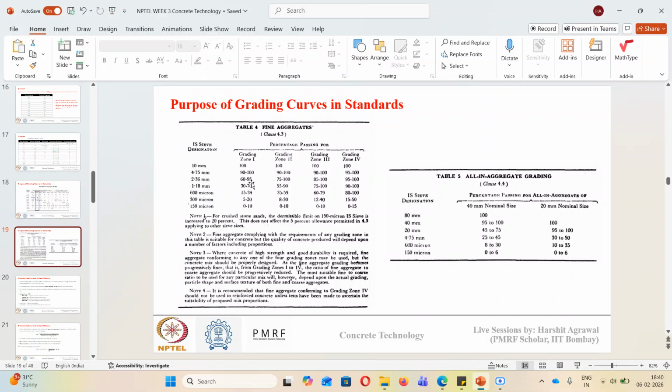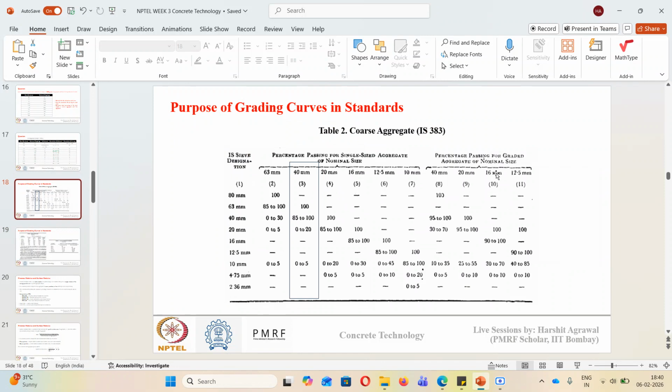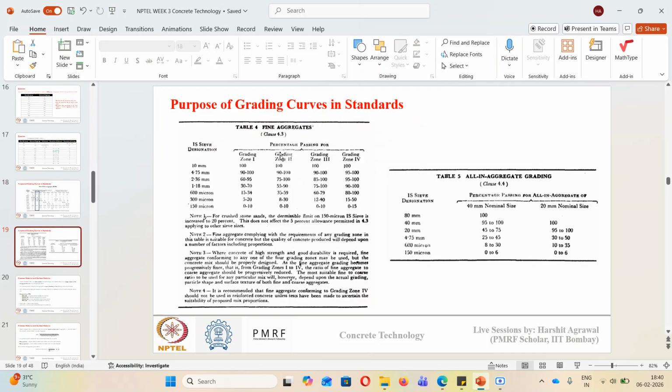takes gradation very seriously. Okay, so this Table 2 was for coarse aggregate, to define the grade of aggregate based on its size. And then there is one for fine aggregate also. In fine aggregate we have different zones: zone 1, zone 2, zone 3, and zone 4. Based on the percentage passing of aggregate through different sieve sizes, we classify fine aggregate into different zones. Zone 4 is the finest and zone 1 is the coarsest among fine aggregate.